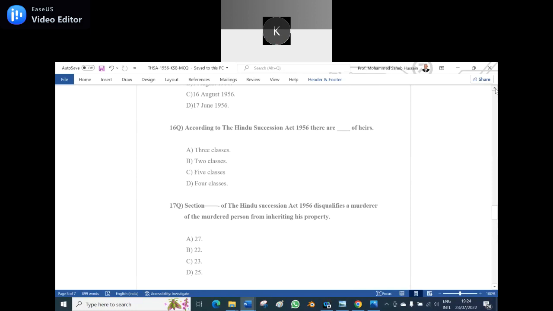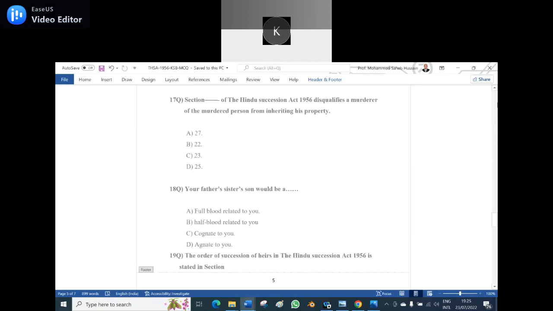16th question. According to the Hindu Succession Act 1956, there are dash classes of heirs. A, 3 classes, B, 2 classes, C, 5 classes, D, 4 classes. B, 2 classes. Option B is the correct answer. There are 2 classes of heirs according to the Hindu Succession Act 1956.